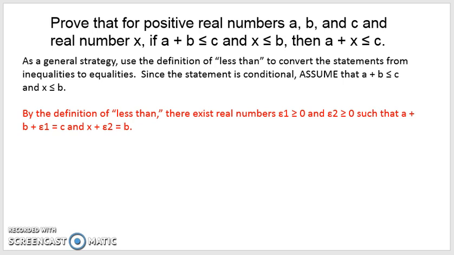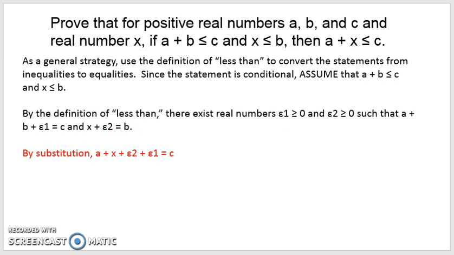All right. Now, once you've made that assumption, we want to translate those into equalities. So using the definition of less than from our definitions, since A plus B is less than or equal to C, there exists some epsilon 1 such that A plus B plus epsilon 1 equals C. And since X is less than or equal to B, there exists some epsilon 2 such that X plus epsilon 2 is equal to B. And notice that those, by the definition, are non-negative, so greater than or equal to 0.